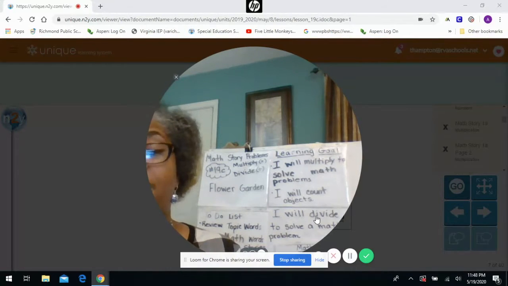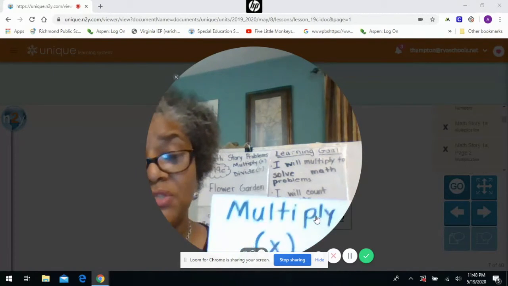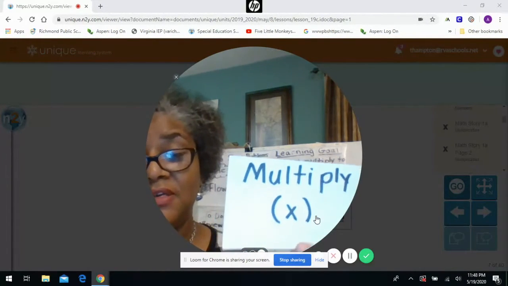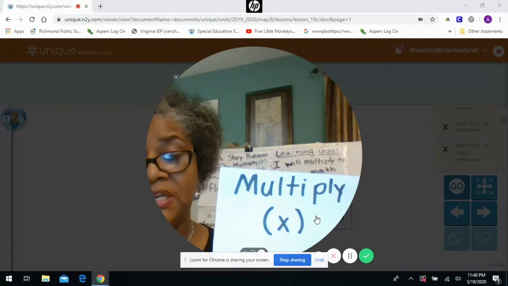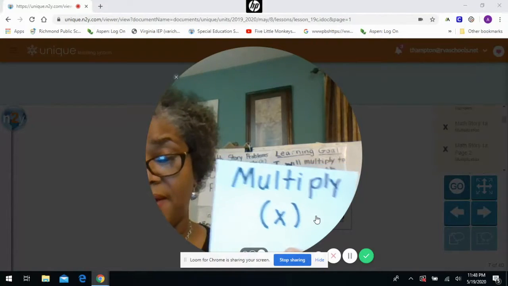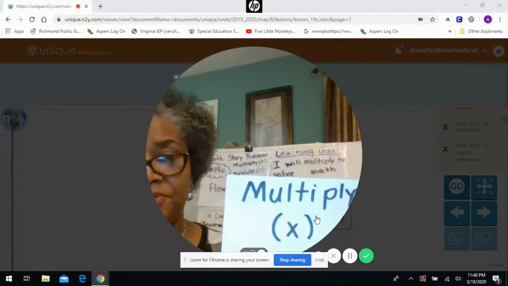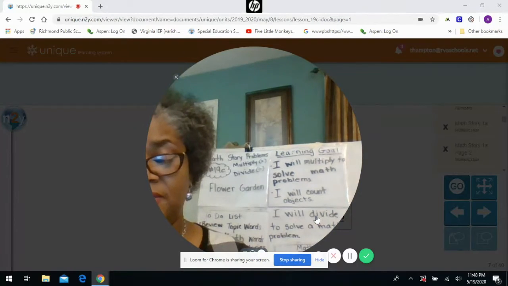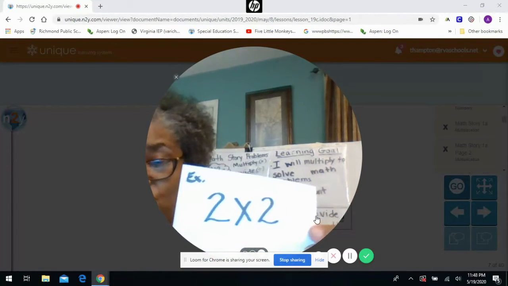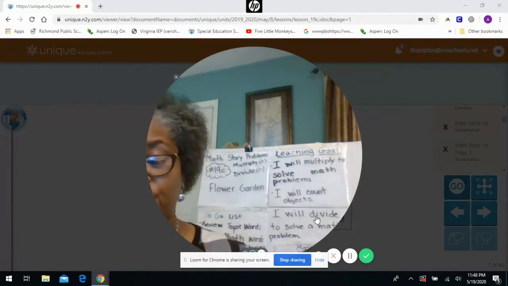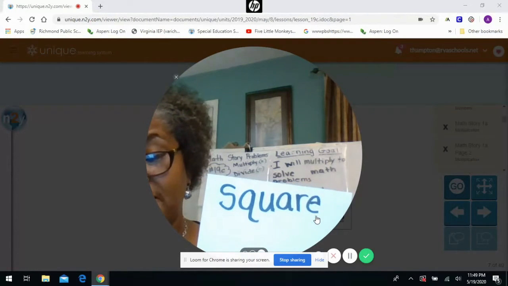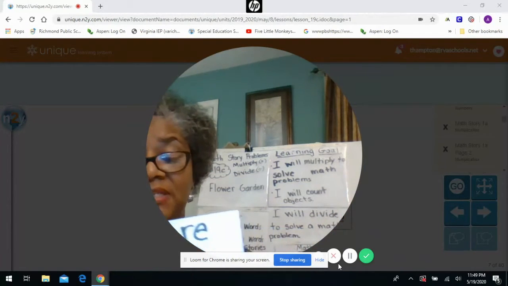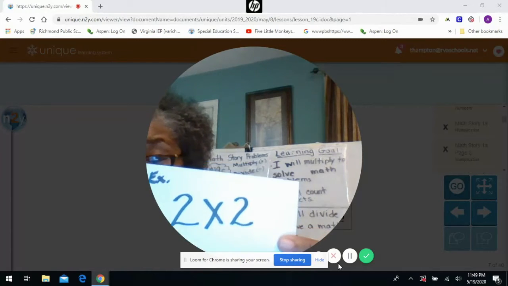So let's go on to our math words. Multiply is to find the product or increase by a number. Multiply, increase the number or find the product. An example of that is 2 times 2. All right. And then also we have the word square. Square is a product of a number multiplied by itself. And we're going to use the same example again, 2 times 2.